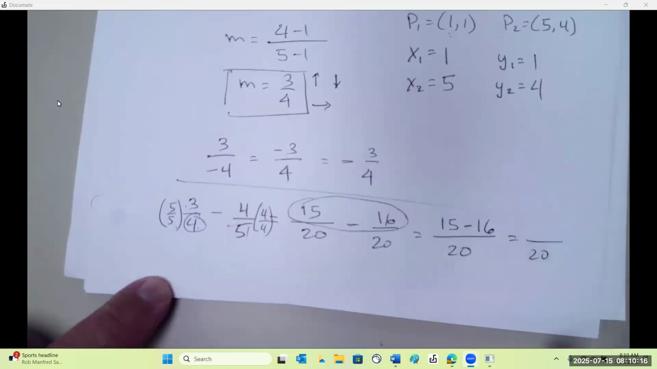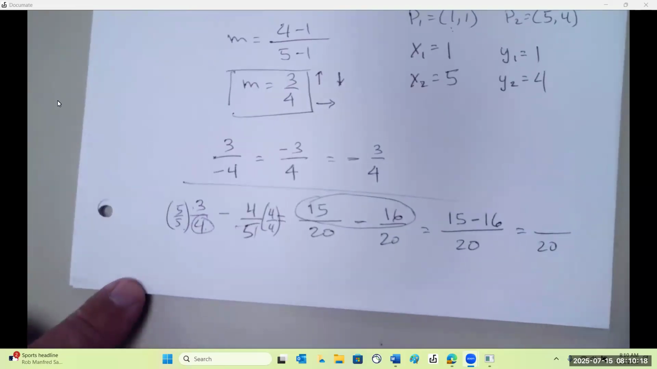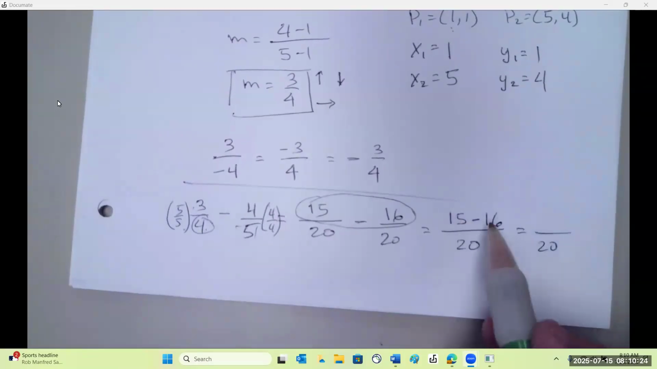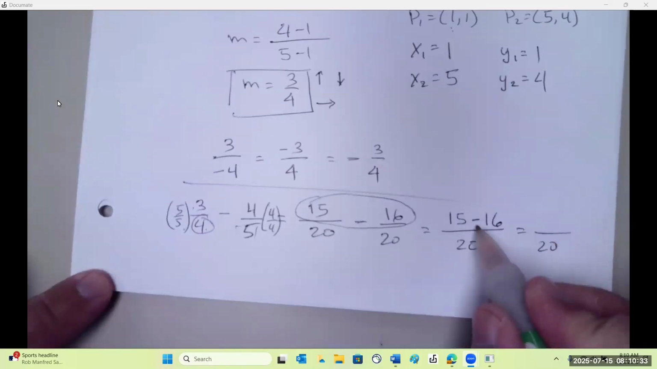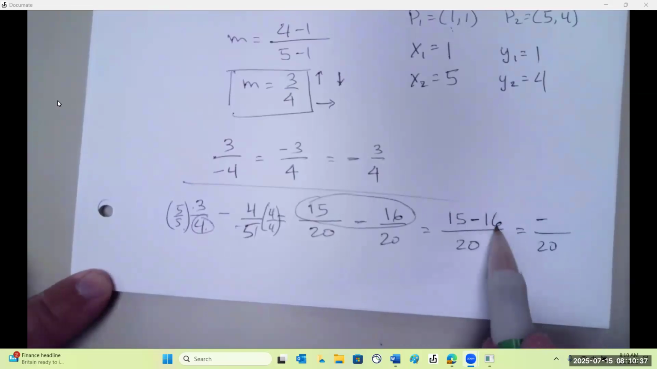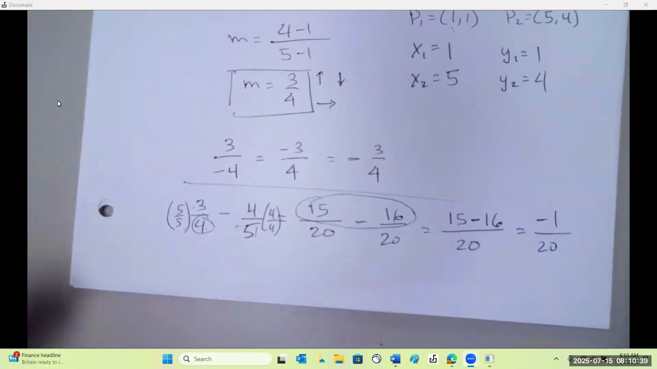What is 15 minus 16? If the signs are different, take the sign of the larger number. I'll write this down in a second as well. If the signs are different, take the sign of the larger number, which is negative. Then subtract the numbers. 16 minus 15 is 1.